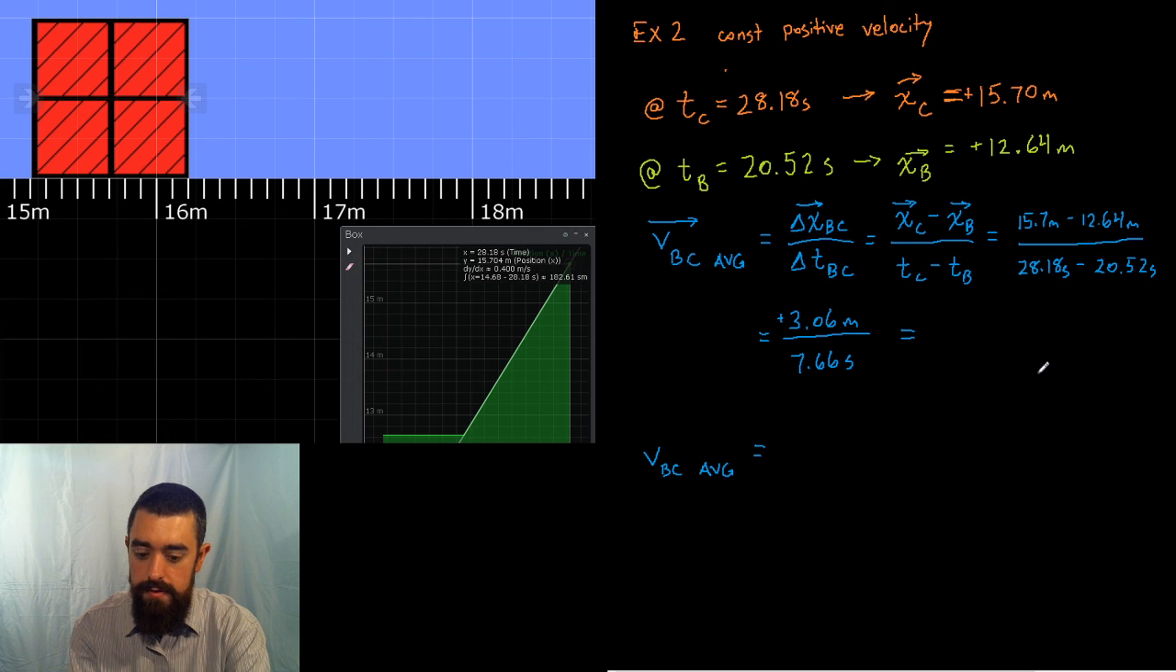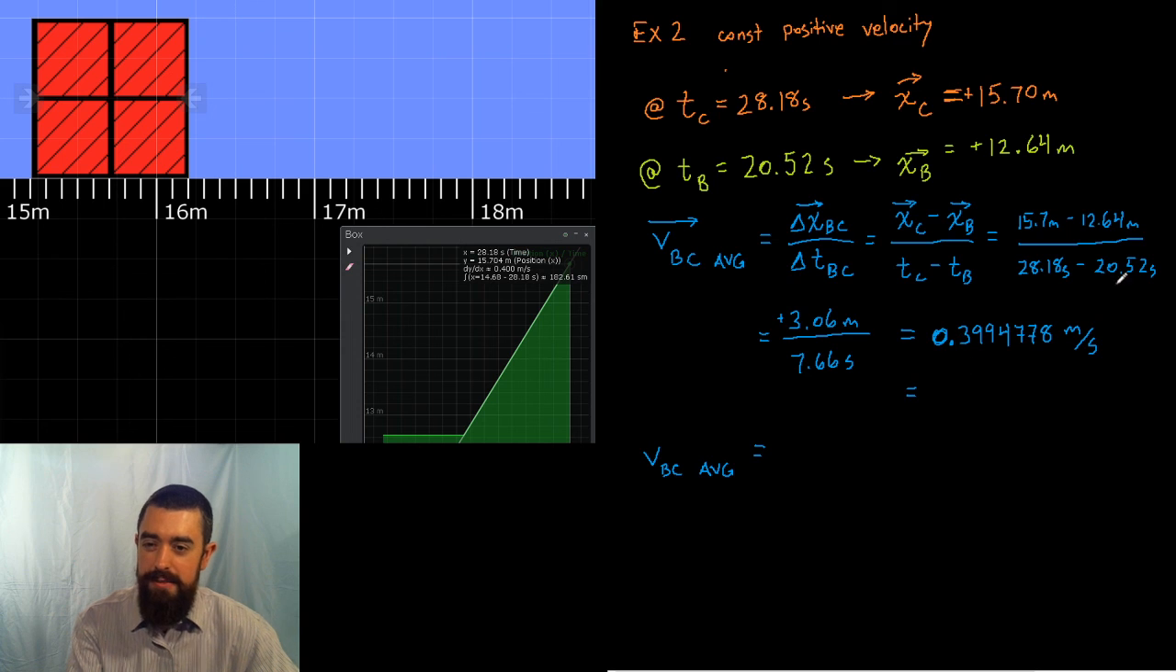0.06 divided by 7.66, 0.399477. Wait a second. I shouldn't have this many decimals. This is kind of ridiculous. Meters per second. How should I report this? What would be responsible of me to write, how many decimals?